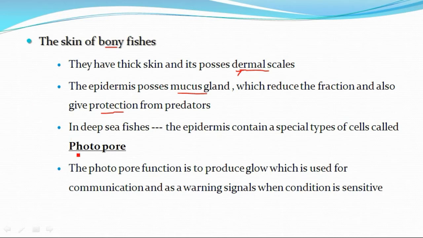It's called the photophore. The photophore is a type of cell which produces a glow. Its function is to produce a glow, which is used for communication and as a warning signal when the condition is sensitive. It means that if a bony fish is attacked by something, it can use the photophore to release a glow and light. So it indicates an emergency, meaning that other bony fishes can run away from the places where there are dangerous conditions.